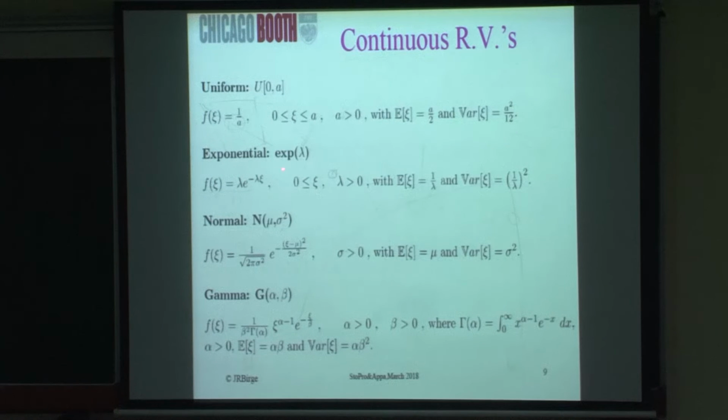And now the exponential, with rate lambda. We can think of this as the time between events for the Poisson. So how long does it take between events of the Poisson random variable? Well, on average, it's 1 over lambda.